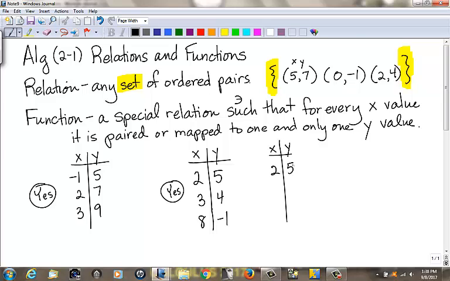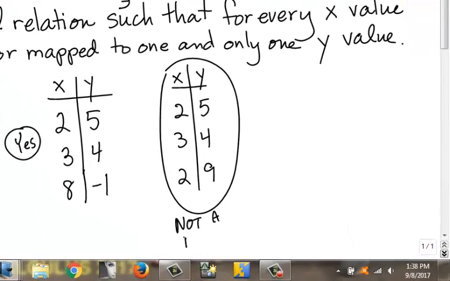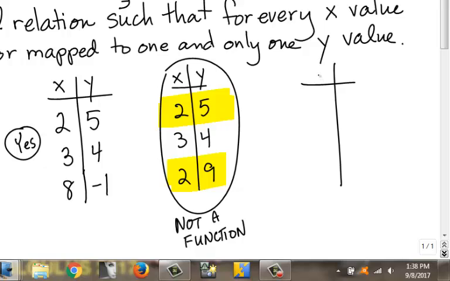Say I do 2, 5, 3, 4, 2, 9. Is 2 mapped to just one number? No. For it to be a function, every x value has to be mapped to one and only one y value. So this one is not a function. And the not part comes from 2. You may want to highlight that or circle it. This throws it off. 2 is mapped to 5. It's also mapped to 9.